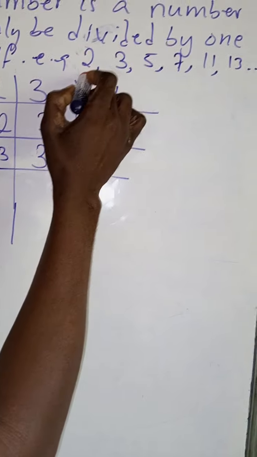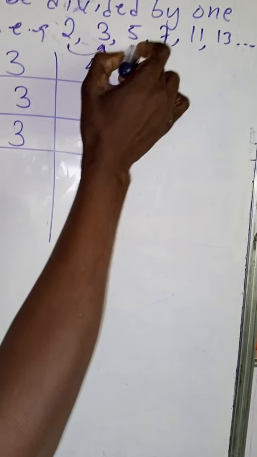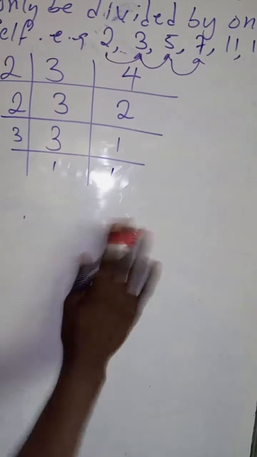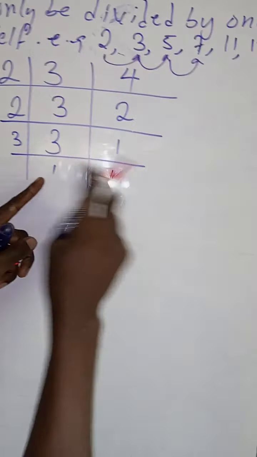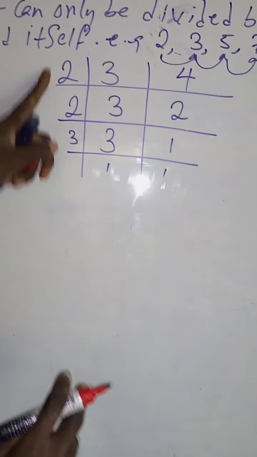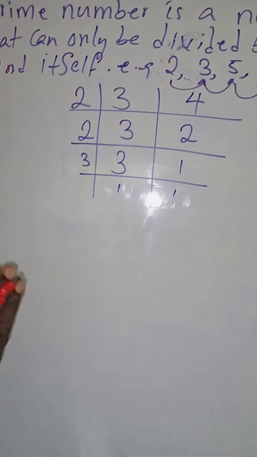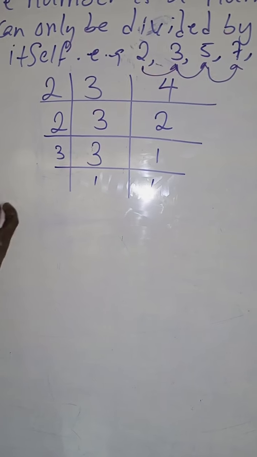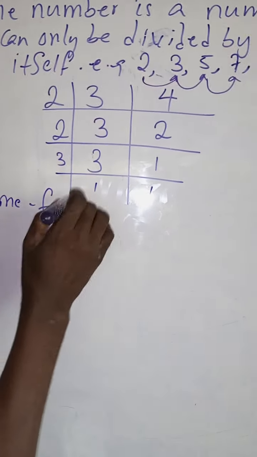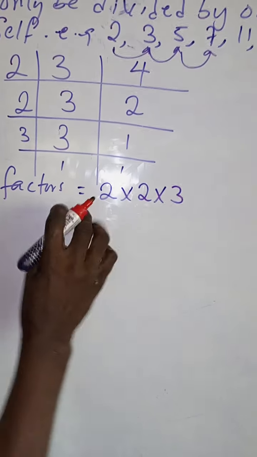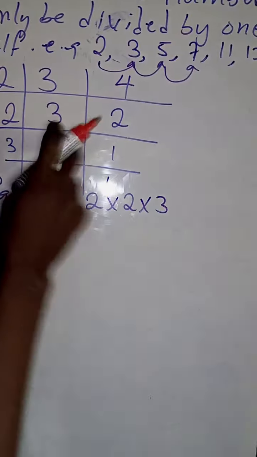Now I am left with what? 3. After 2, I've exhausted this, I can go to 3. So 3 divided by 3, 1, 1. When the last numbers turn to 1, 1 there, it means I have gotten my primes. These ones, we call them prime factors. Now, I want to bring out 2 things here. Prime factors: it's just 2 times 2 times 3. These ones are prime factors.